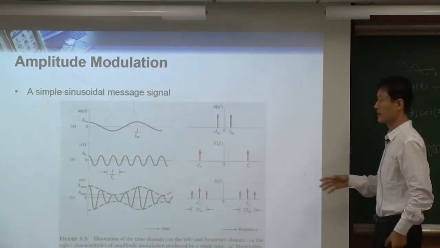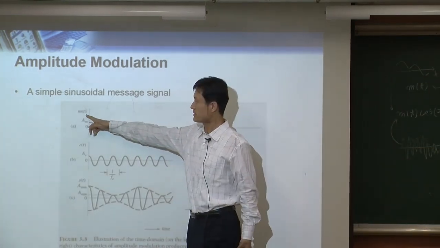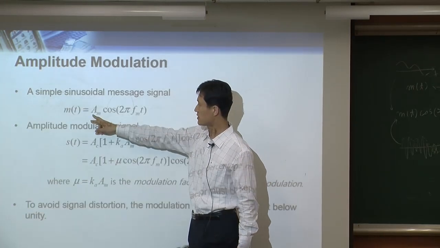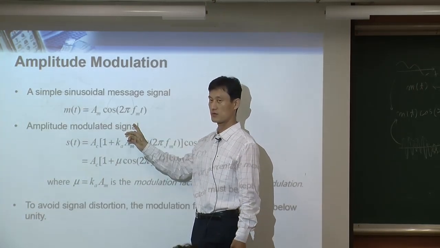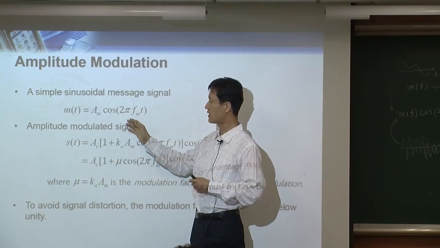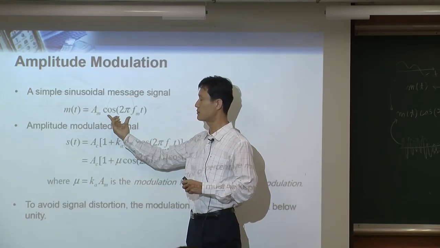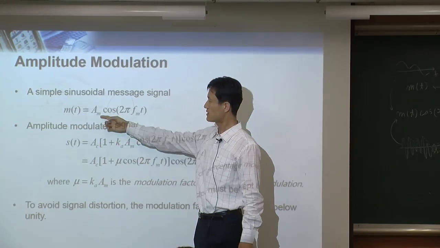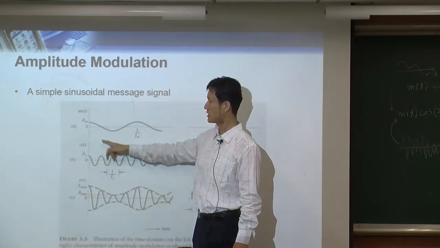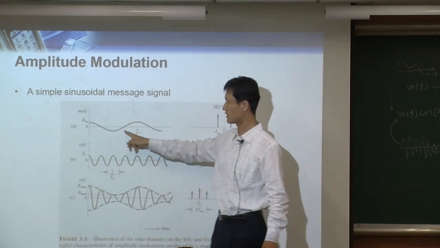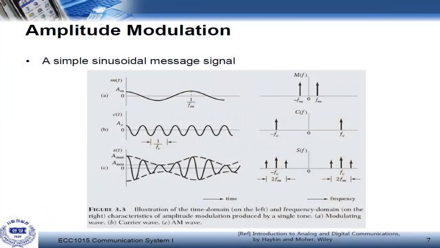Let's look at here. Let's say this is our message, the previous message here. We are still looking at this example. Our example is that our message is simply a cosine. Let's take a look at this cosine message that looks like this. This is a simple cosine, and that's our message.